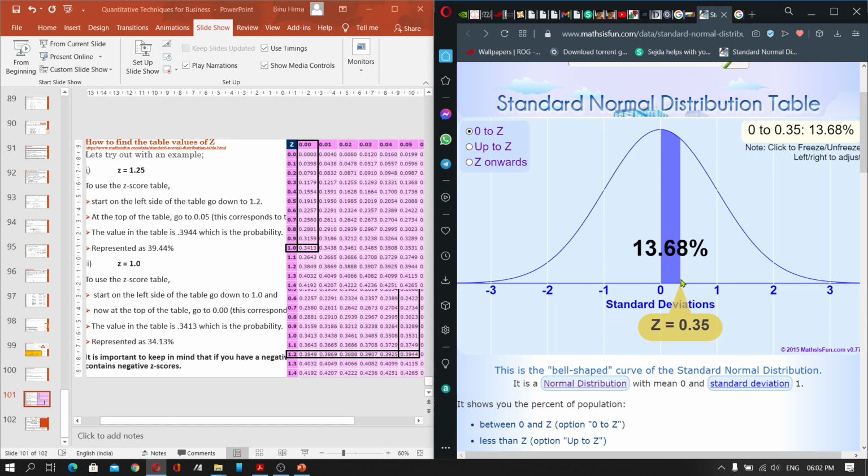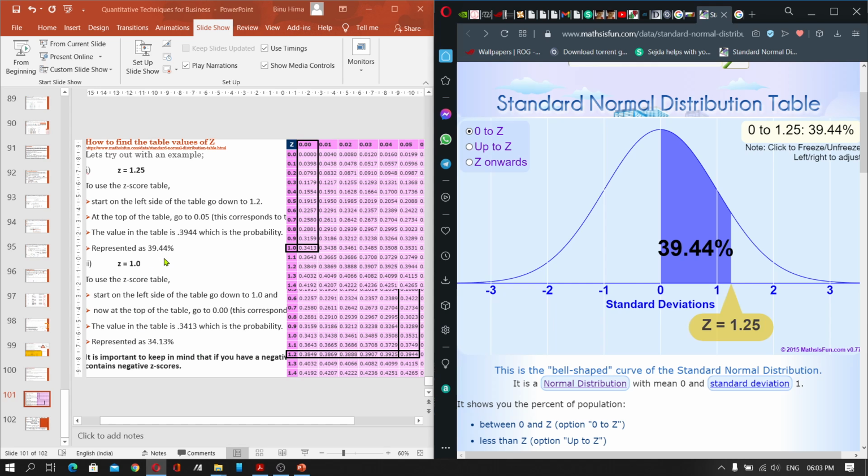See, let us take 1.25. Yes. See, if the z value is 1.25, that means the area under the normal curve, from 0, covers around 39.44% of the normal bell curve. That is the meaning of this 39.44.